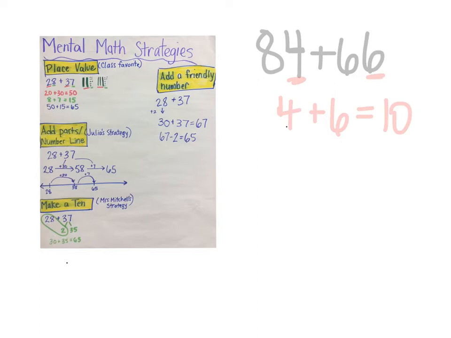Yes. So how many 10s do you have in 84? 8 10s. 8 10s, which is equal to 80. Yeah. And then you also have 6 10s, which is equal to how much? 60. What's 80 plus 60?